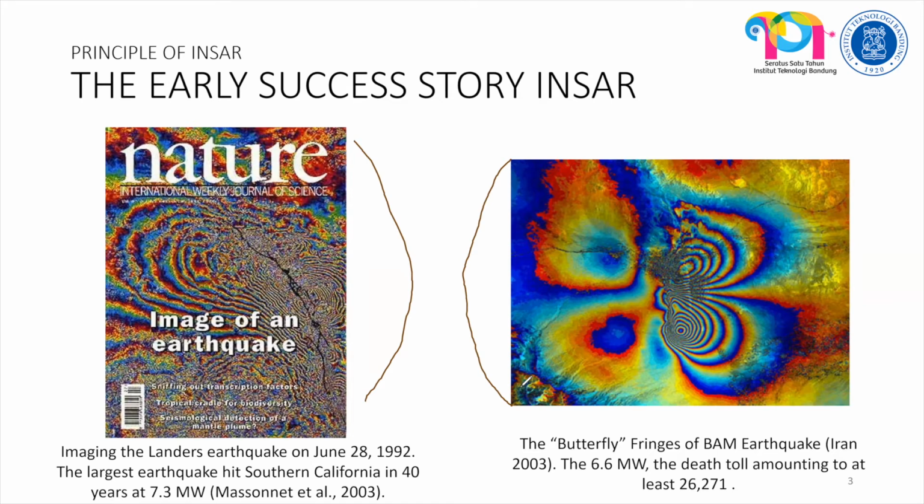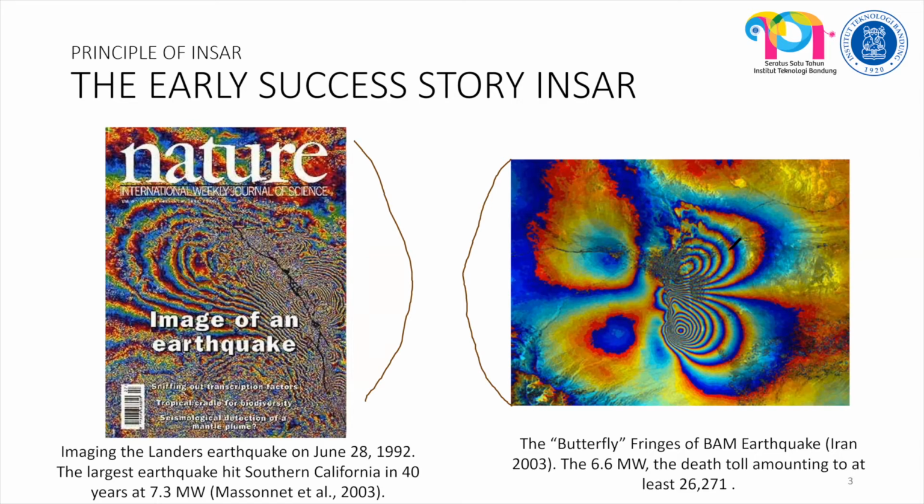So this is the Bam earthquake in Iran. The magnitude is lower than the Landers earthquake, about 6.6. But the earthquake occurred in a dense area. So the total death toll was 26,271 people lost at that time. Inside we can see the propagation of the wave indicated by the interferogram.